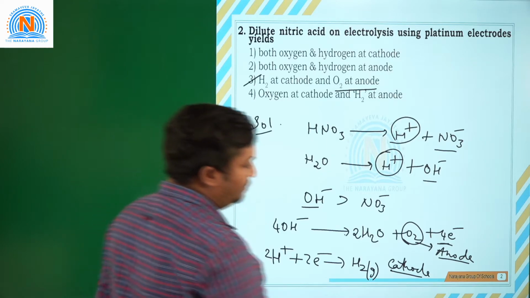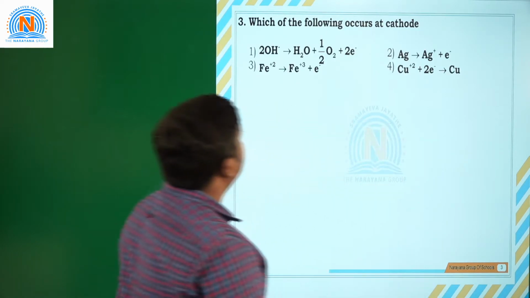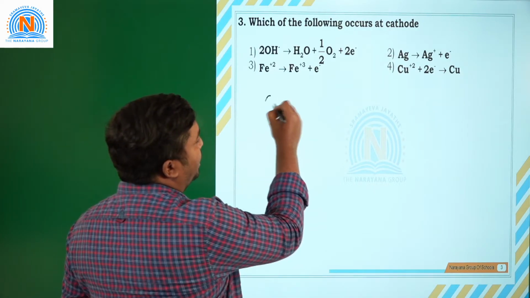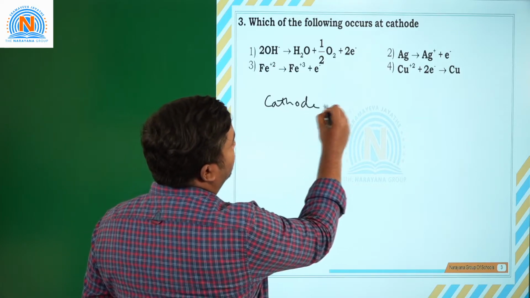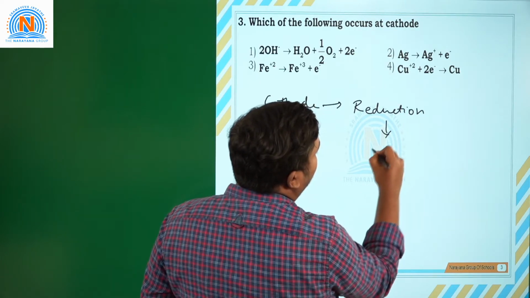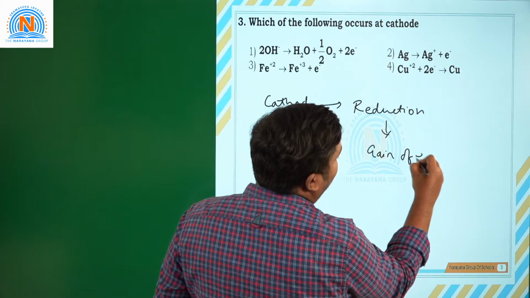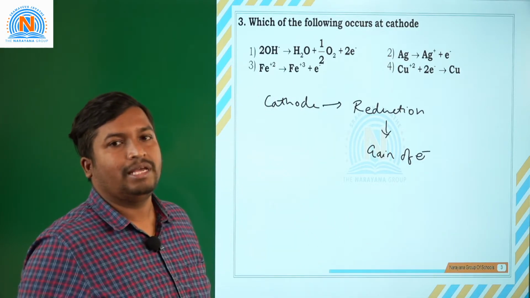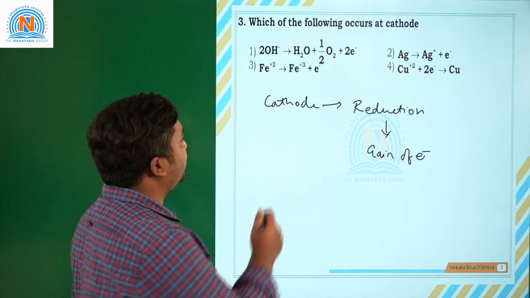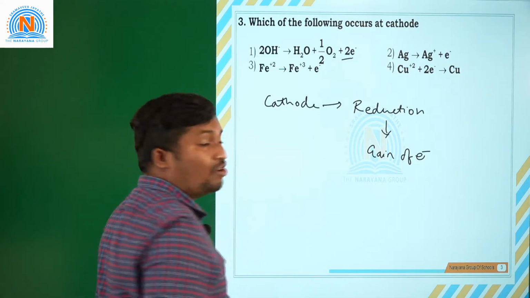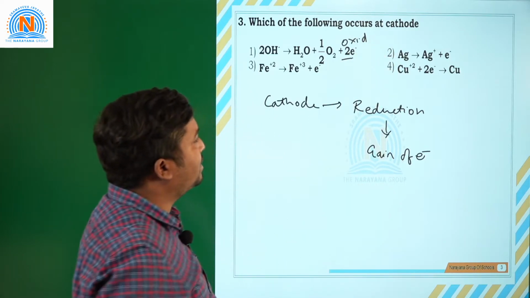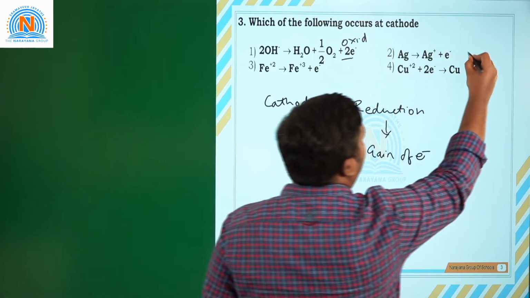Okay, let us see the third question. Which of the following occurs at cathode? As I said, at the cathode the process that should take place is reduction, and reduction means there should be gain of electrons. Just verify all the equations where the process of electrons gaining is taking place. The first one you can see the electrons are lost. This is the oxidation reaction. Next, the second one also electrons are lost. This is also oxidation reaction.